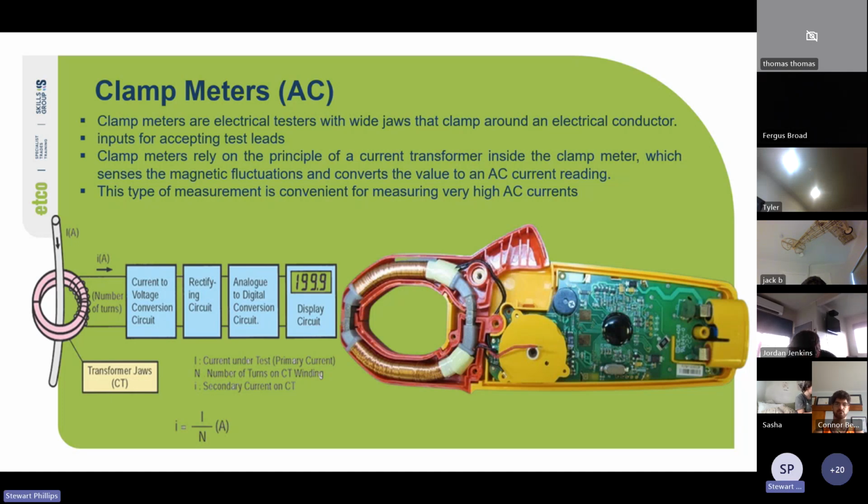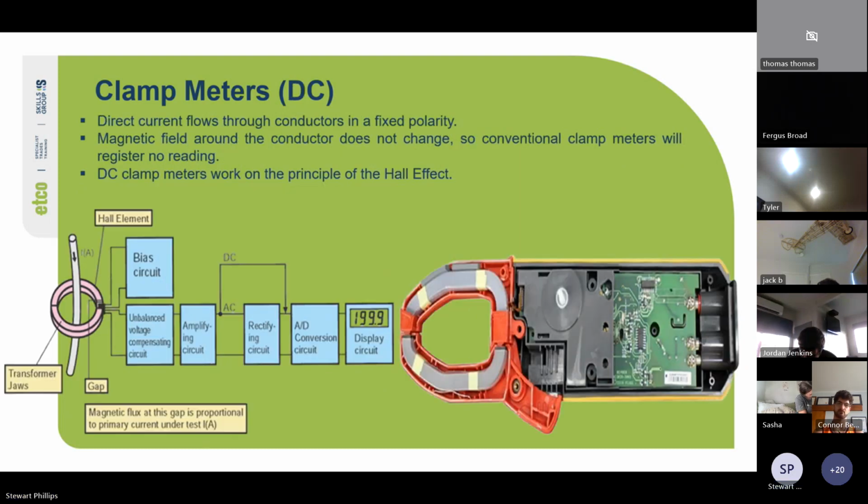Obviously, it's not just clamp type. The Fluke T5 and T6 series have the U opening at the top, and if you stick a cable in that, it'll read current as well. Again, they're good for measuring high AC currents, but they're not always very accurate. Some of the Klein ones can be, but if you're measuring very low currents, you need a specialized type.